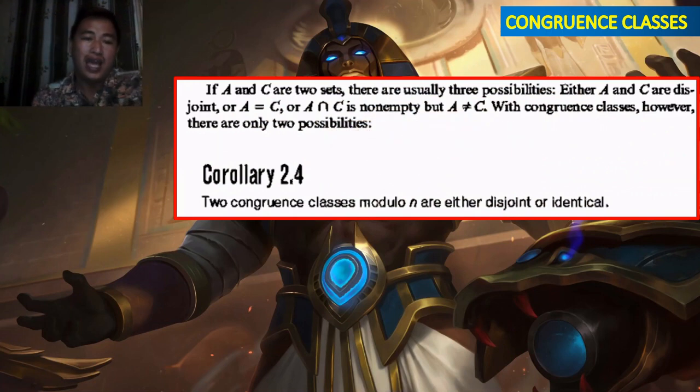Okay, class. If A and C are two sets, there are usually three possibilities. Either A and C are disjoint, or A equals C, or A intersection C is non-empty but they are not equal.